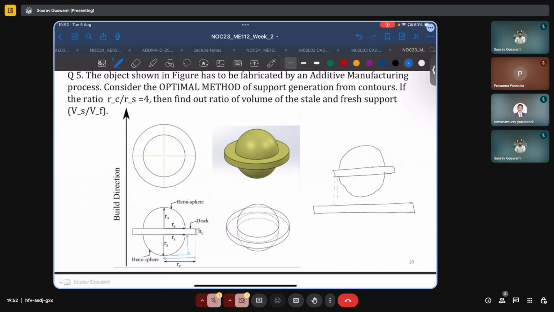However, all of these regions would be requiring supports. Some of it will be stale, sorry for the asymmetric diagram, but you get the basic idea. And you have these regions of fresh support.